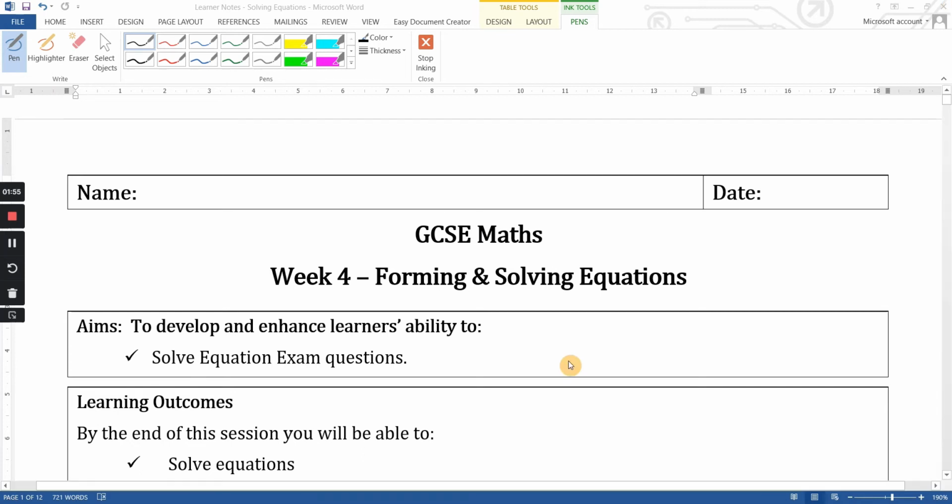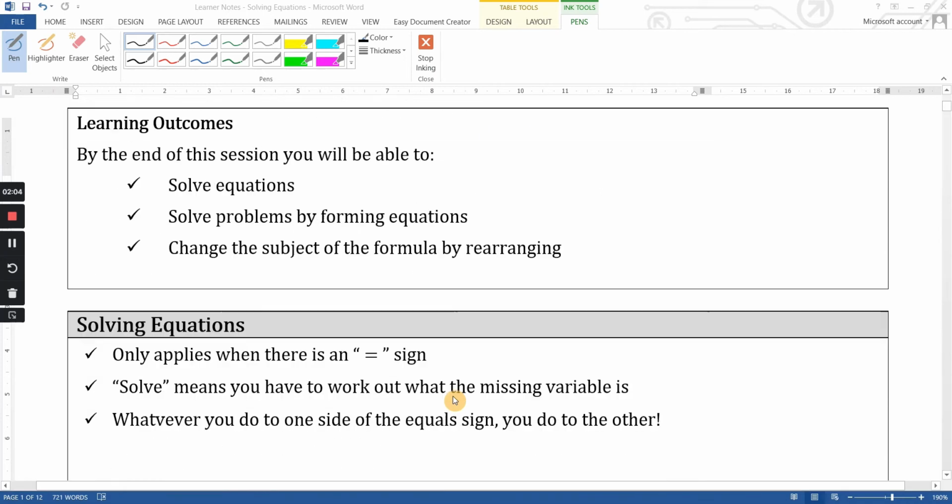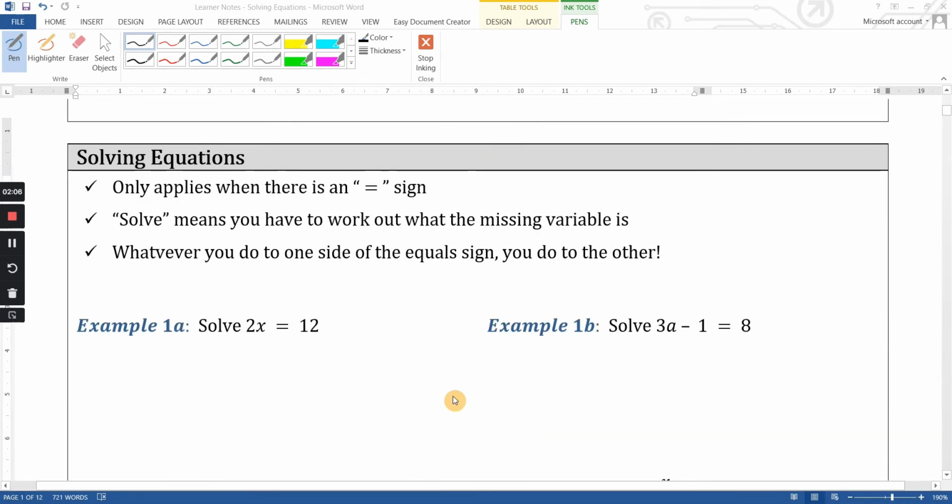So hopefully by the end of the lesson you guys will be able to solve equations, solve problems by forming equations, and change the subject of the formula by rearranging. Let's start off with solving equations.